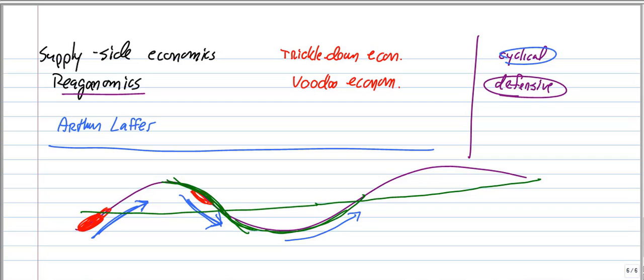Their profits are going to be pretty solid, pretty predictable, regardless of where you are in the business cycle, because people are going to buy those products regardless. Okay?